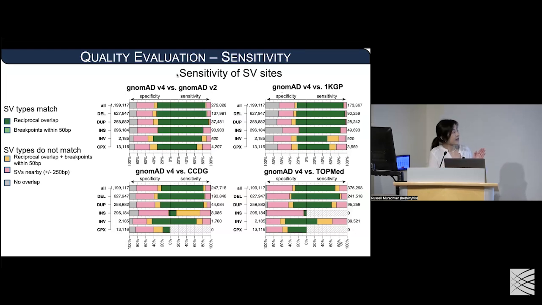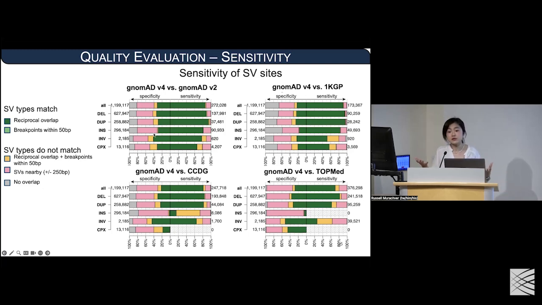And on this right side of the panel is vice versa. That is the proportion of SVs in this other data set that is overlapped by the gnomAD V4 data set. So you can see in general, we covered most of the SV loci that are already detected by another study. Meanwhile, we also have a lot of novel loci in this study that were not covered by others. So the next question is, what is the quality or what is the precision?